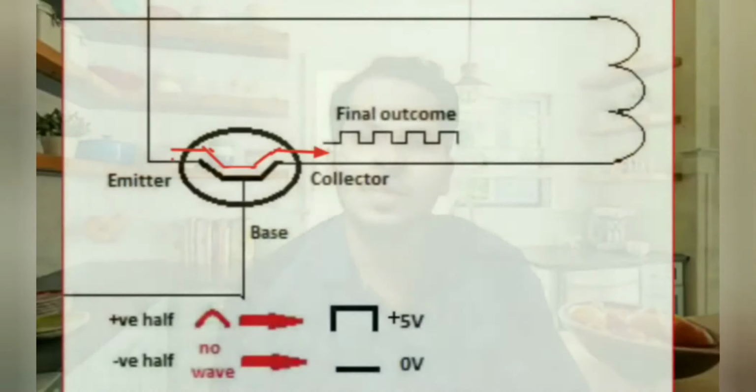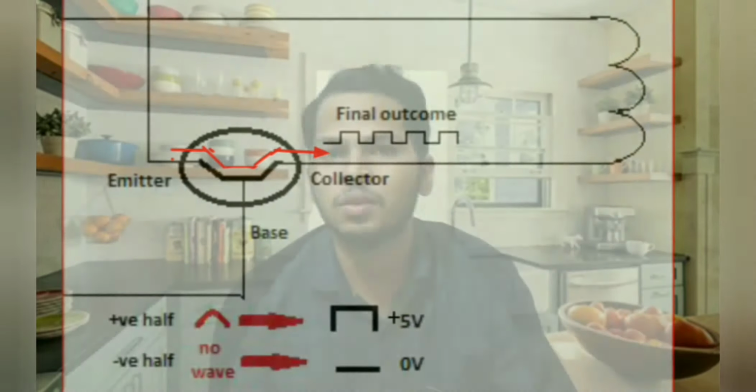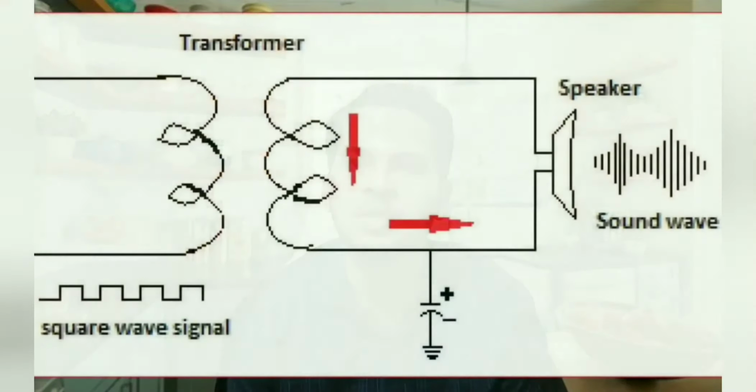So after passing through the transistor, the positive half sine wave converts to a plus 5 volt square wave, whereas in the negative half no wave is formed and a straight 0 volt line is produced. Then the final outcome is like this in the collector plate. Then these signals pass through the transformer and come to the speaker.